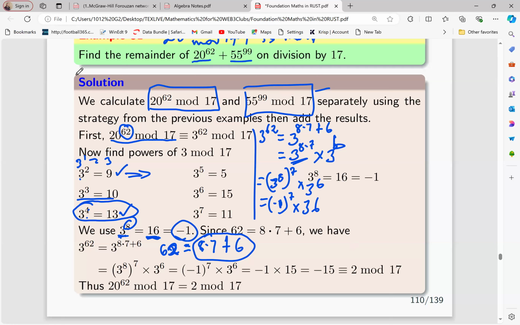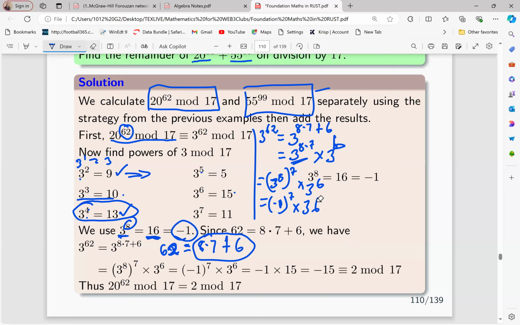That is why I was including these others. That's why I included 3 raised to 3, 3 raised to 5, so that I could have 3 raised to 6. Although we really don't require it when we are using a fast powering algorithm. So -1 raised to an odd number will be -1. And then 3 raised to 6 is 15. So this gives us -15.